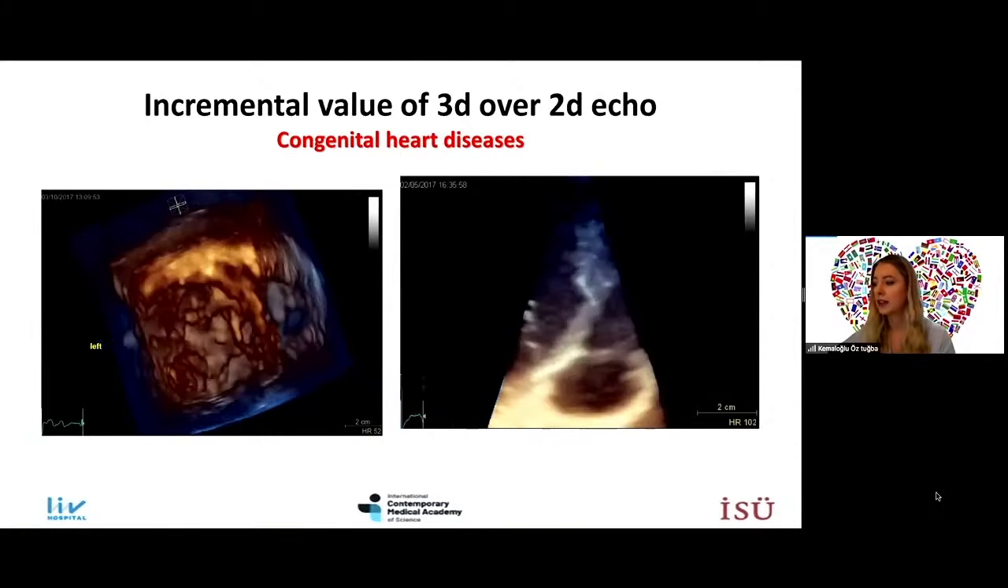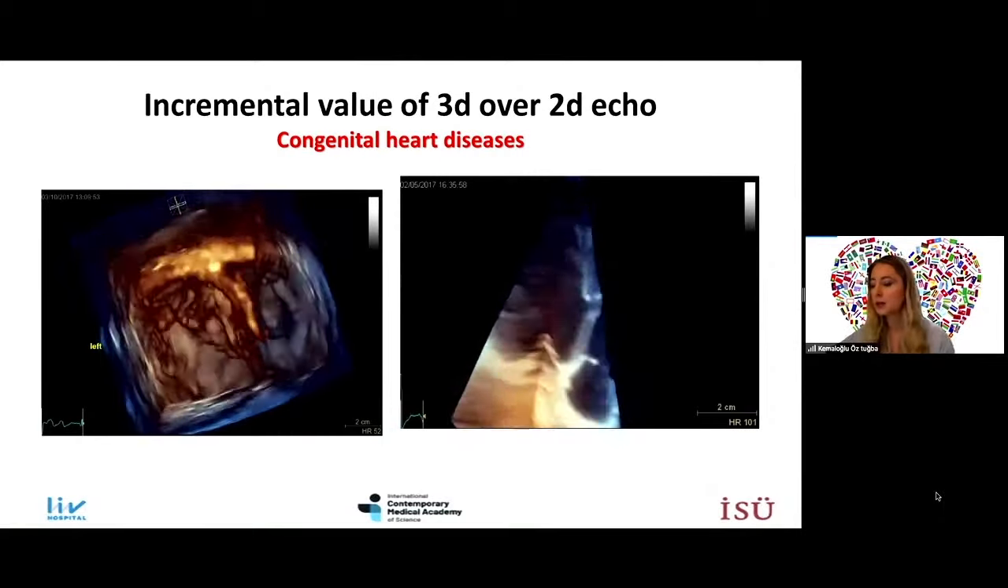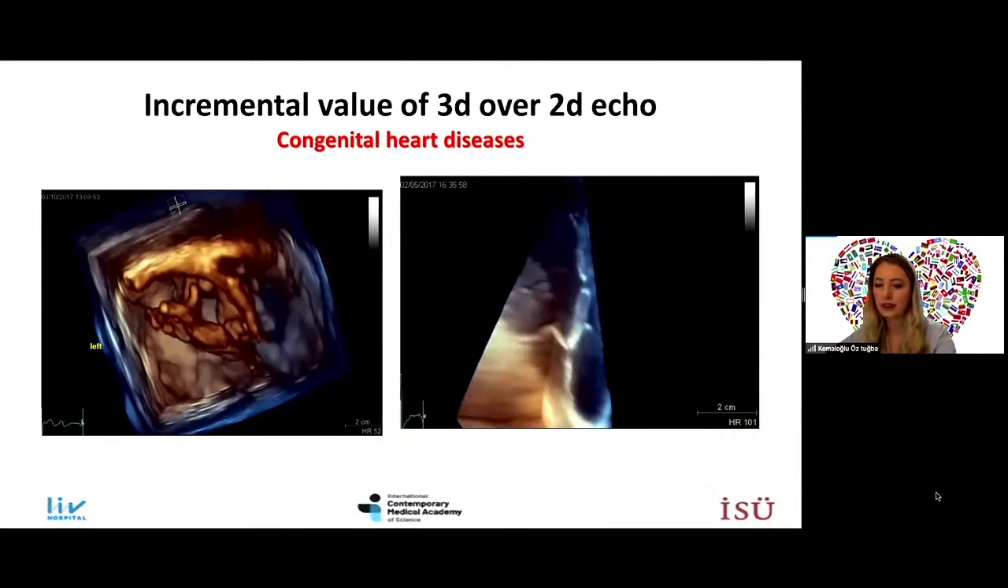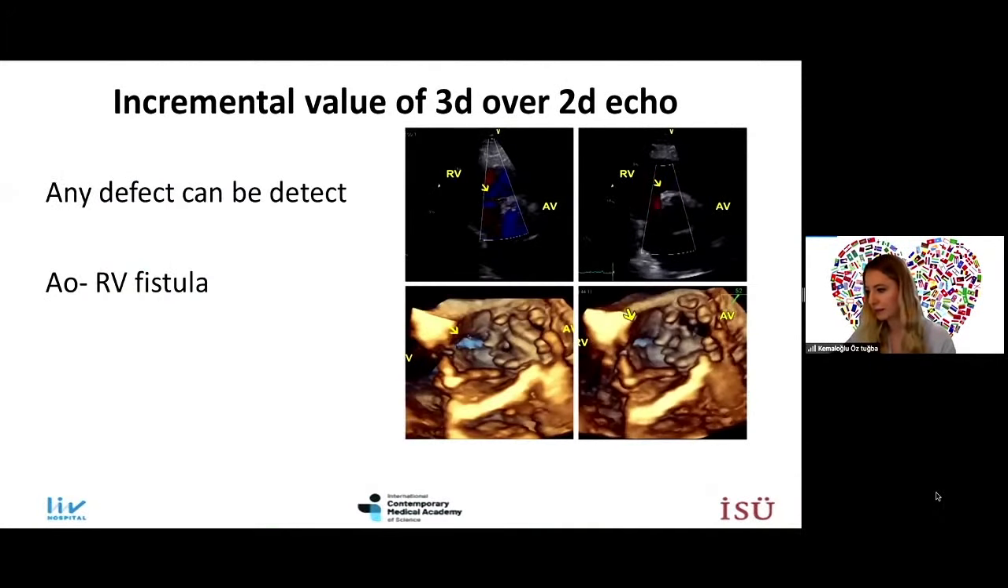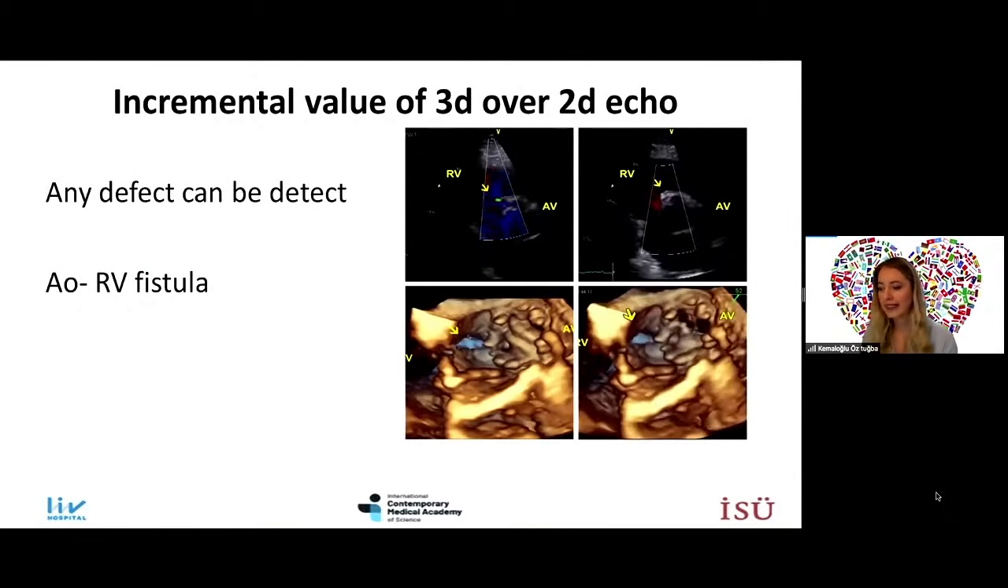On the left side we see a disease, ventricular septal defect, and you can see. And on the right, another disease. Not just this type of disease, also any defect can be detected.